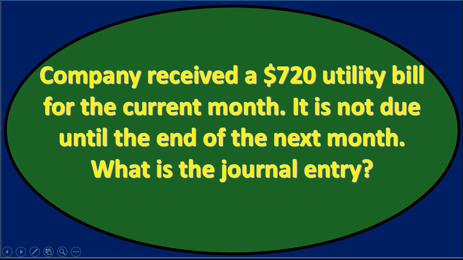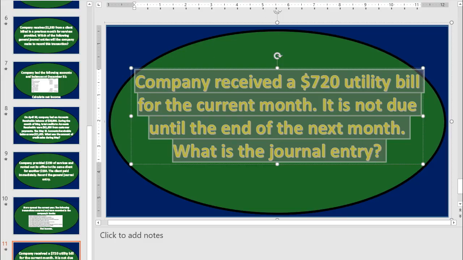Next question. Company received a $720 utility bill for the current month. It is not due until the end of next month. What will the journal entry be? So we got a utility bill, meaning the utility has been used for the current month, but we're not going to pay the utility until next month. What will the journal entry be?